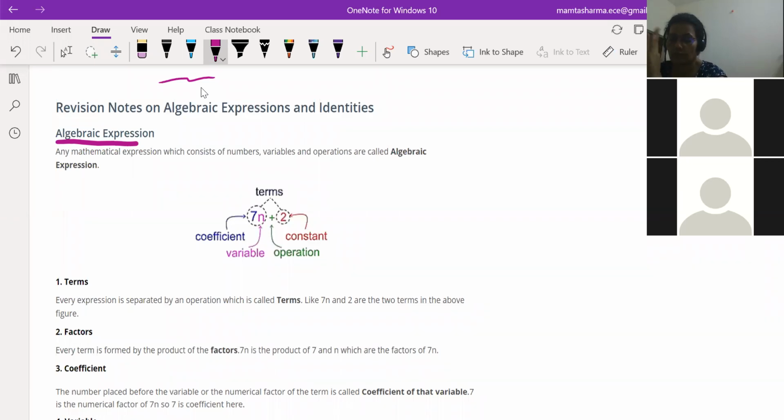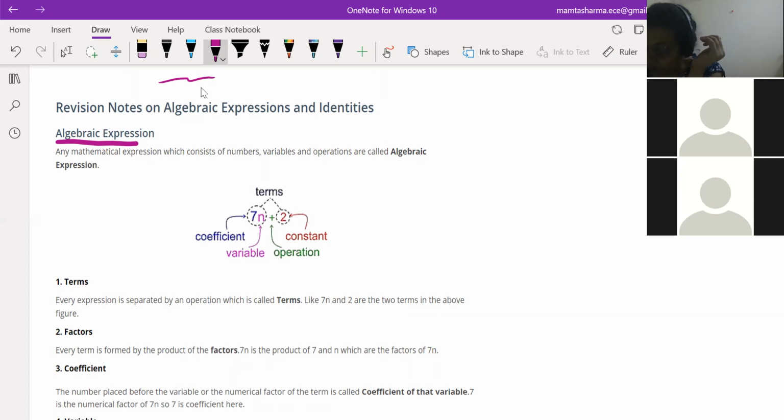Yes, ma'am. An algebraic expression consists of numbers, variables, constants, and operations like plus, minus, multiplication, division. When a coefficient is attached to a variable, and there is more than one variable or there are constants, they are all separated by an operator. Either they are added or they are subtracted. So the collection of these terms is called an algebraic expression.